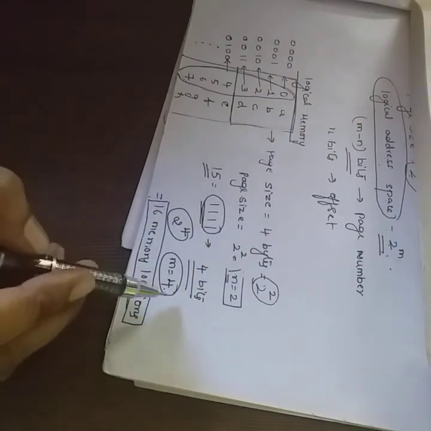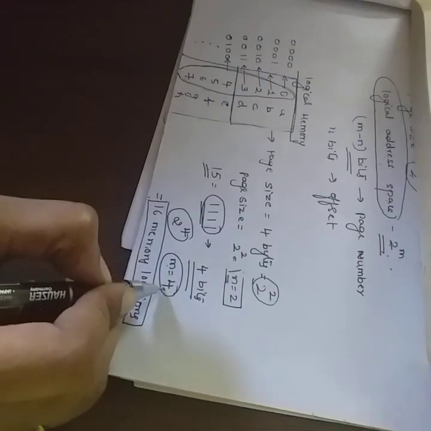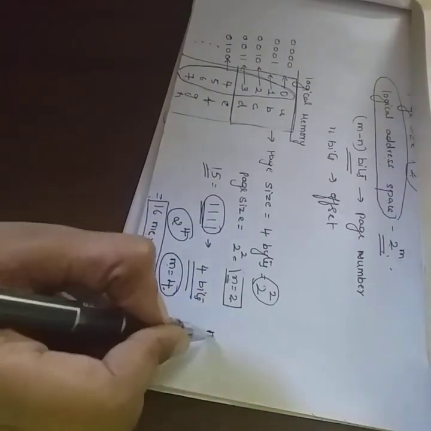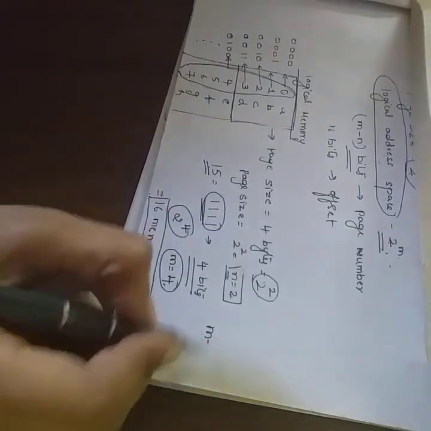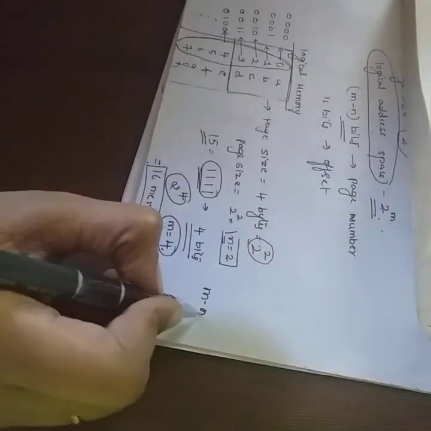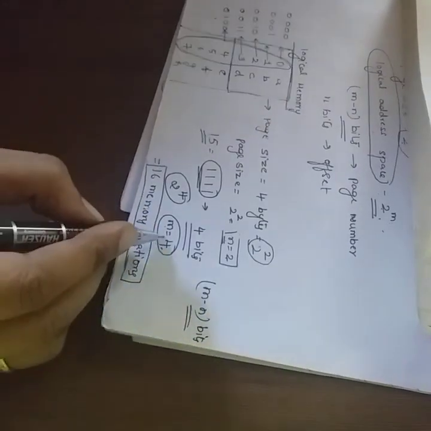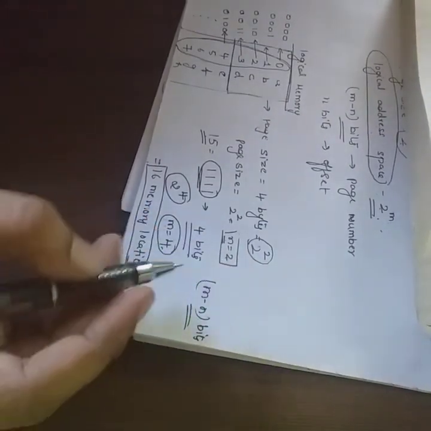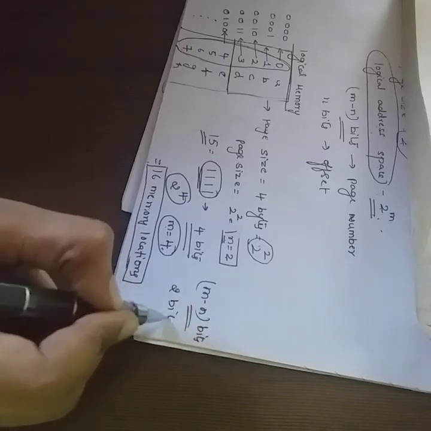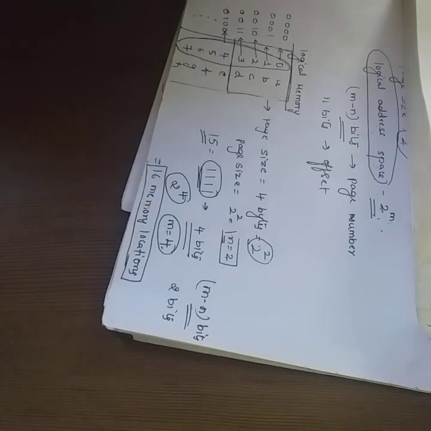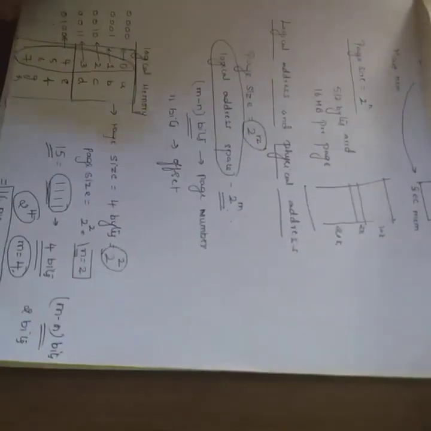Now what he is telling is m equal to 4, n equal to 2, then the higher order m minus n bits, that is how many bits? M equal to 4, n equal to 2. That means 2 bits are used to represent the page number in the page table. So what happens? Now we will see.